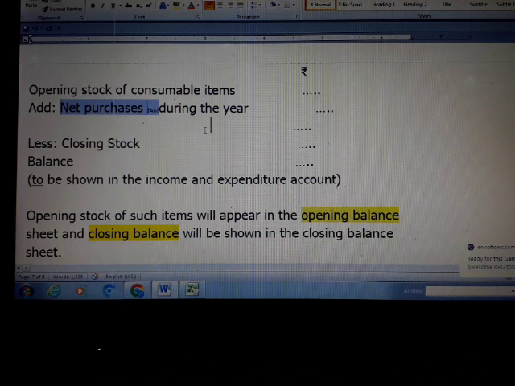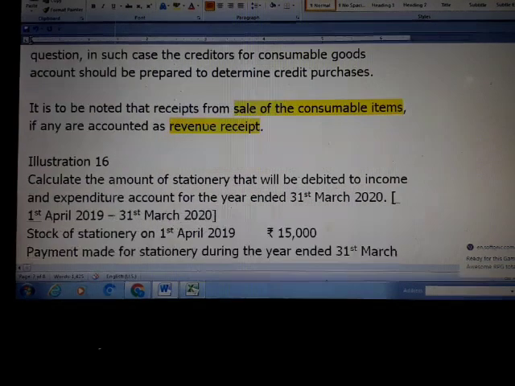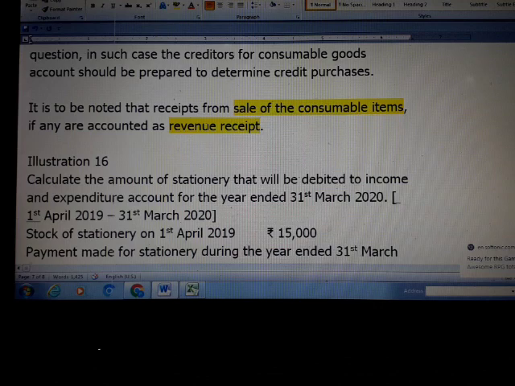A very important thing which you all have to notice is that the opening stock of such items will appear in the opening balance sheet. That means if a question is given using a balance sheet, you might wonder from where we need to take the opening stock of those items. The opening stock will be available in the opening balance sheet, and the closing balances will be given in your closing balance sheet. Any doubts, students, so far? Right. Let me move on to the last area which you have to understand.